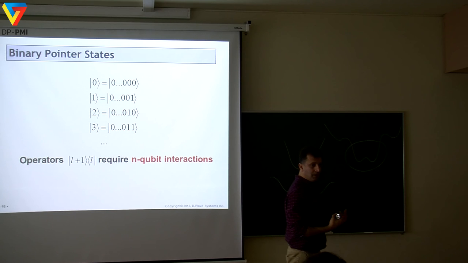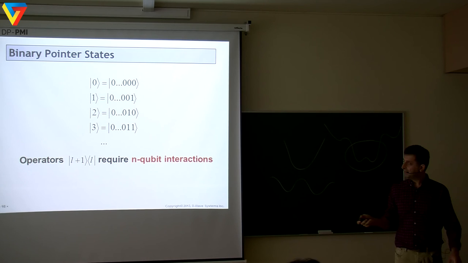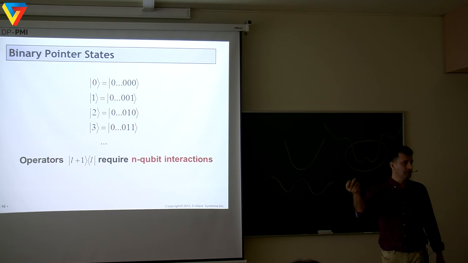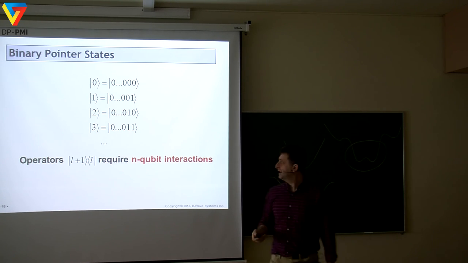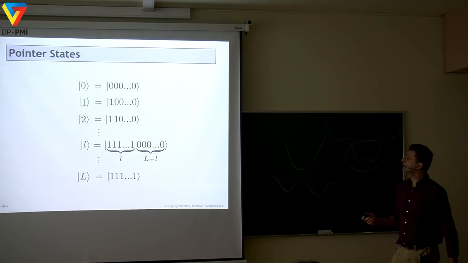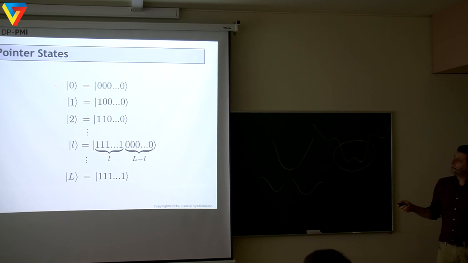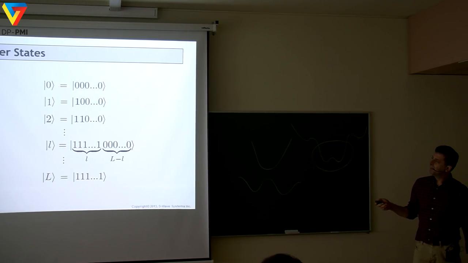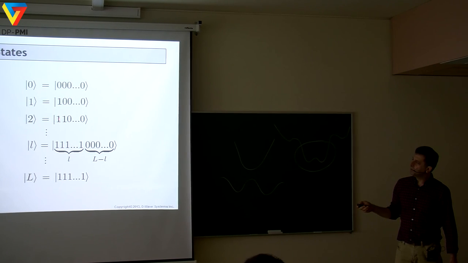So I want to make this pointer qubit in such a way that I can generate these operators with a minimum number of Pauli matrices. And it turns out that actually you can generate them with only one Pauli matrix. How? Imagine instead of doing that, I define pointer qubits this way. 0 is all 0, 1 is 1, 0, 0, 2 is 1, 1, 0, 0, and L is 1, 1, 1, 1, 1, L ones and all zeros.